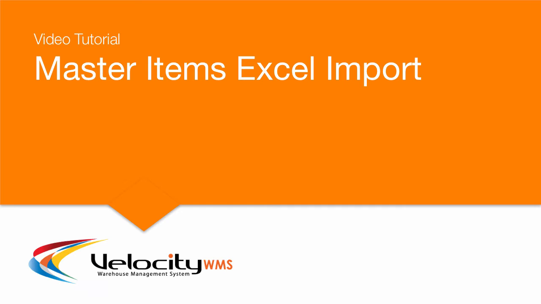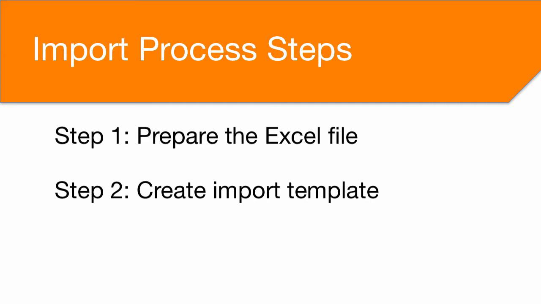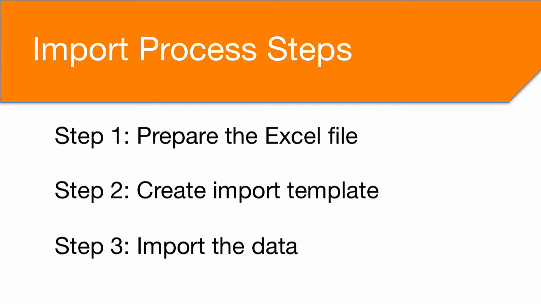Hello. In this video, I will show you how to import master item information into Velocity WMS using a Microsoft Excel file as the data source. There are 3 steps involved in this import process. Step 1 is preparing the Excel file. Step 2 is creating an import template in Velocity WMS. And step 3 is performing the actual import.